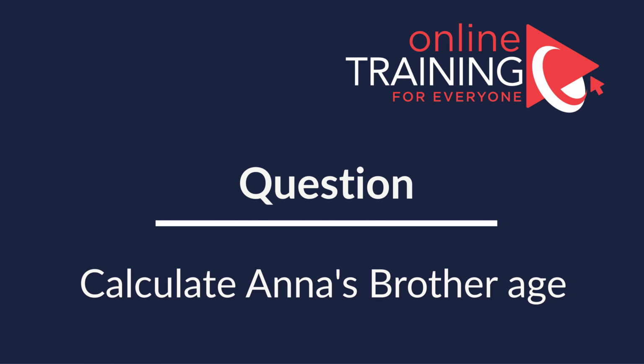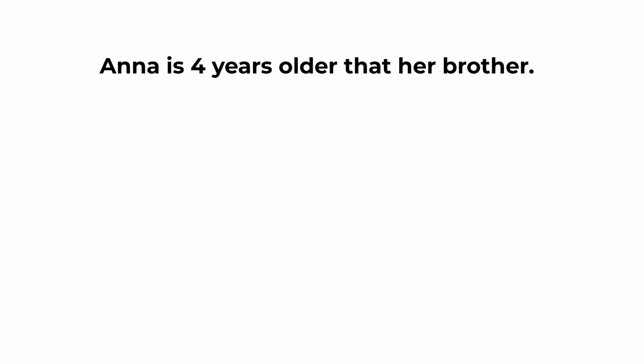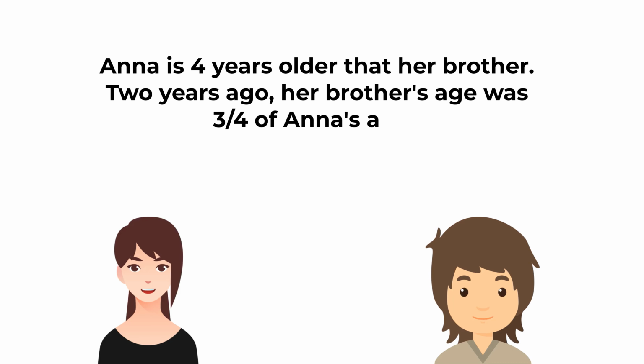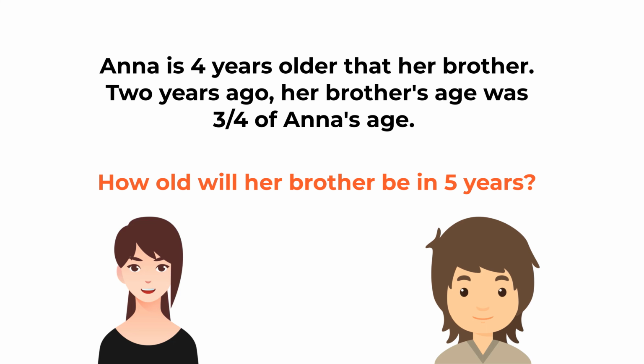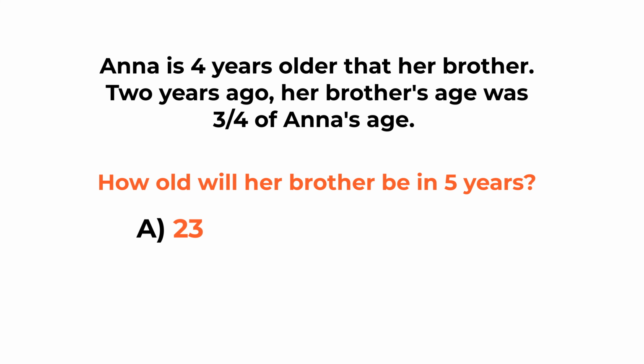Here's an excellent problem that you frequently see on the test. Anna is 4 years older than her brother. 2 years ago, her brother's age was 3/4 of Anna's age. How old will her brother be in 5 years? And you're presented with 4 different choices. Choice A 23, choice B 21, choice C 19, and choice D 18.